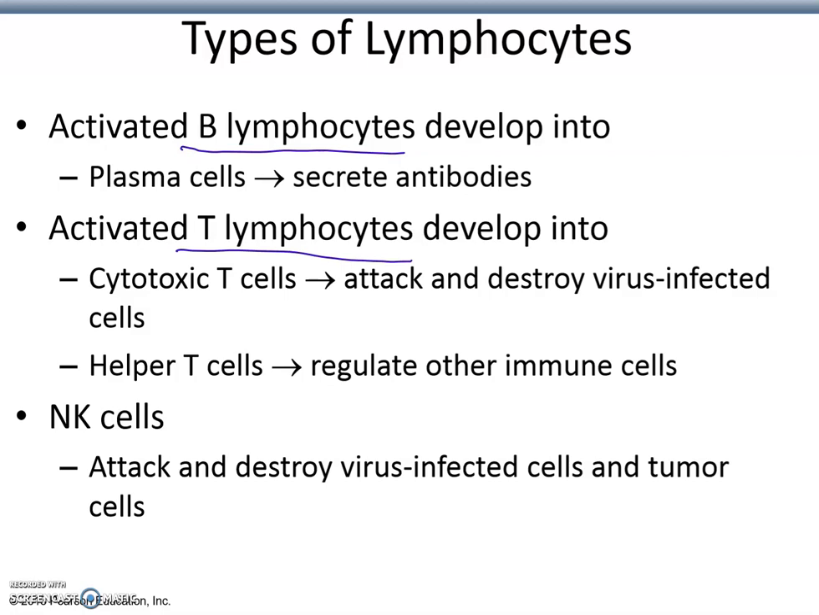They make antibodies either currently, or they know how to make the antibodies, so they're either plasma cells or memory cells. Activated T lymphocytes develop into either cytotoxic T cells that then attack and destroy virus-infected cells, or helper T cells that regulate other immune system cells. And we have another type of lymphocyte, the natural killer cells. We talked about them earlier. They attack and destroy virus-infected cells and also tumor cells, cancer cells.